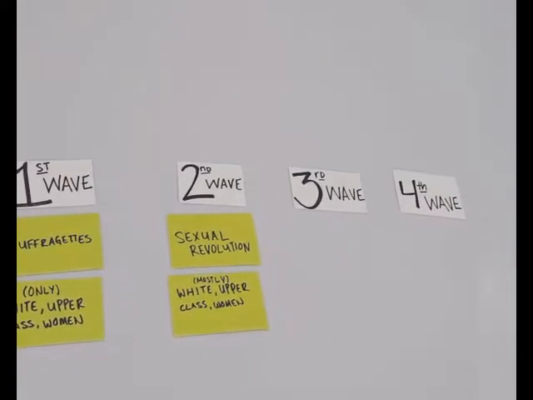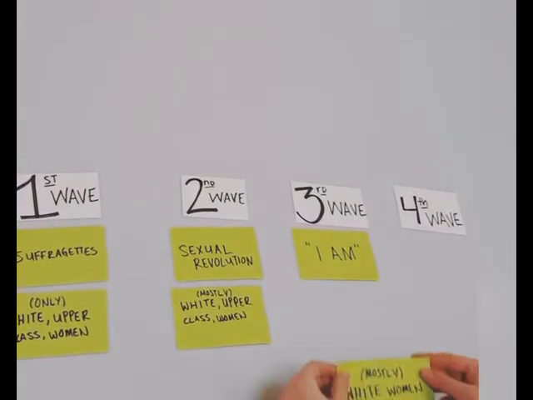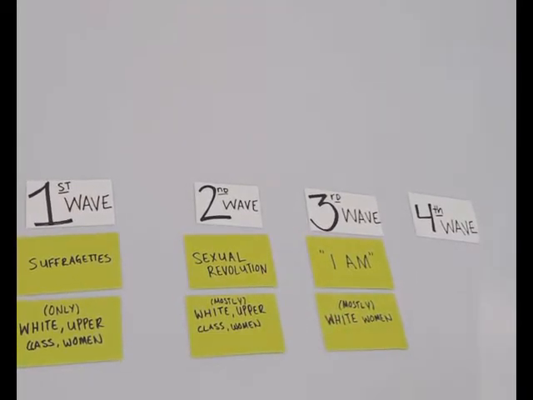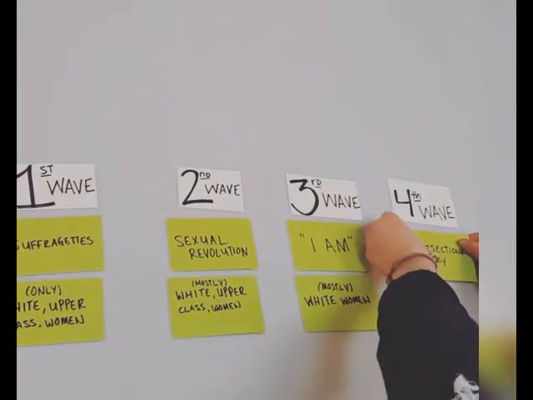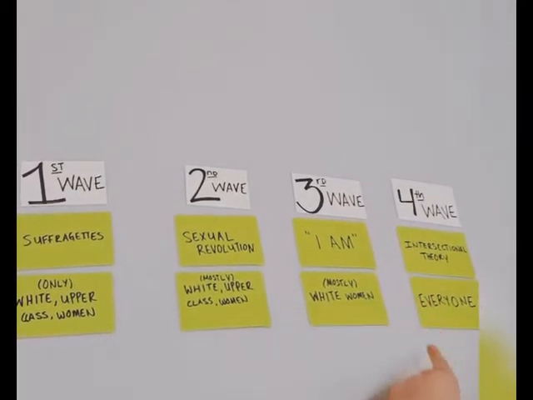The third wave happened in the 80s and 90s. It was called "I Am," saying I'm just as good as men, but this also mostly involved white women. Our fourth wave is what we're going to focus on, and that's intersectional theory, and this involves everyone.